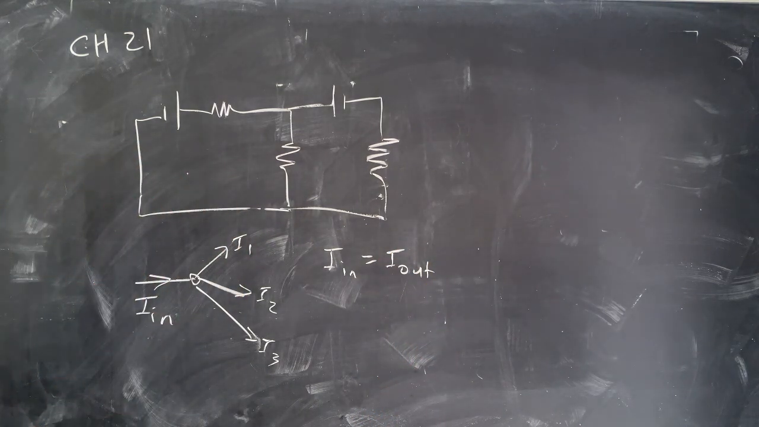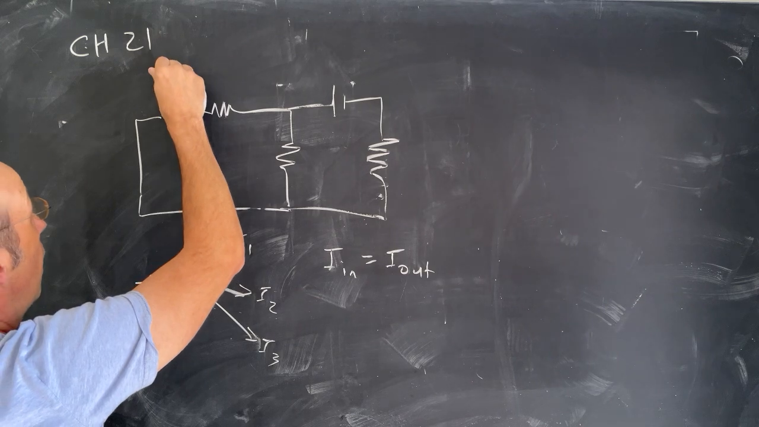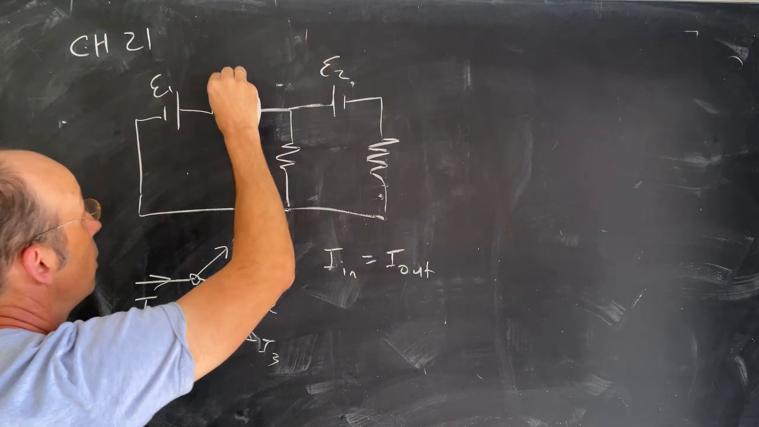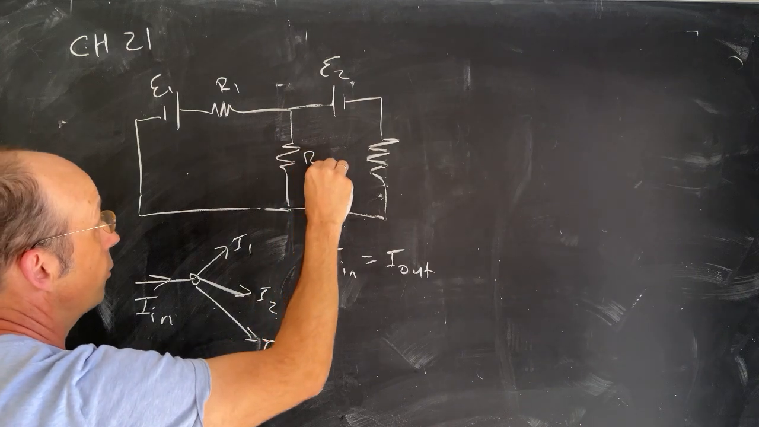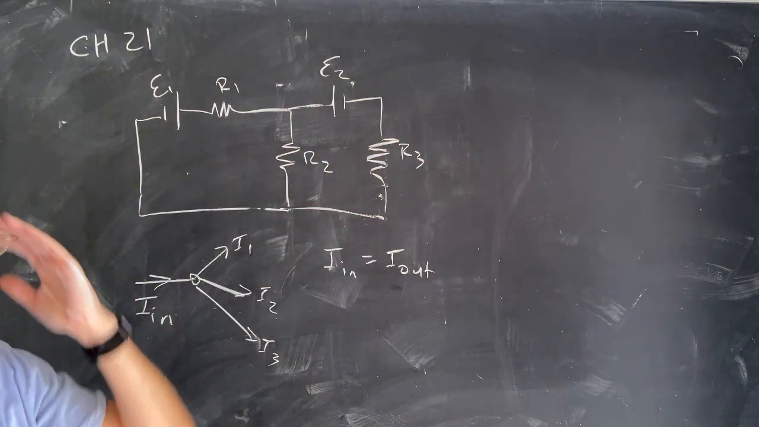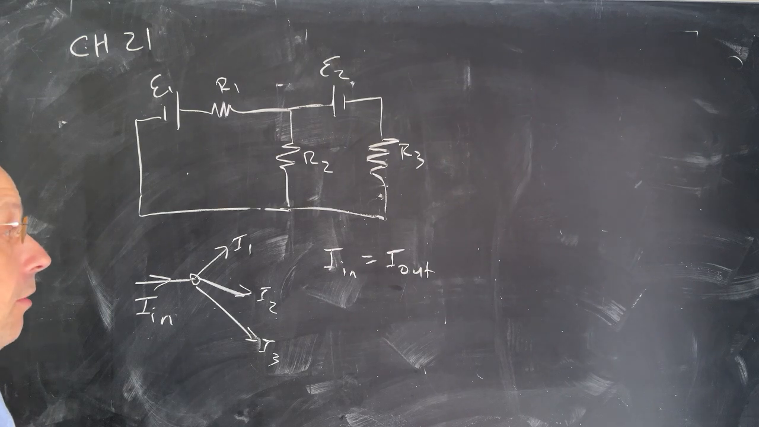And I'll set that up in this diagram right here. So we'll call this EMF1, EMF2, R1, R2, R3. So that's my first rule. The current coming into a junction is equal to the current out.